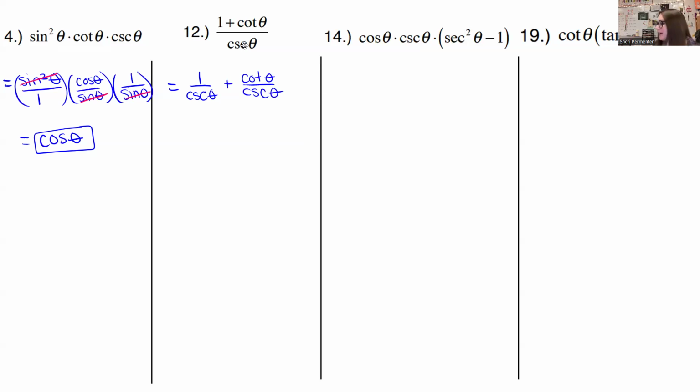From here, I'm going to rewrite everything in terms of sine and cosine. 1 over cosecant, that's easy because it is sine. And then I'm going to have a fraction over a fraction. That's not an equal sign, it's a plus sign. Plus. So I'm going to get a fraction over a fraction. Cotangent is cosine over sine.